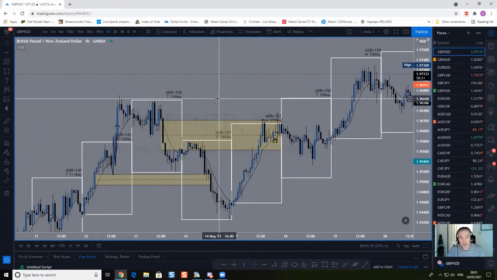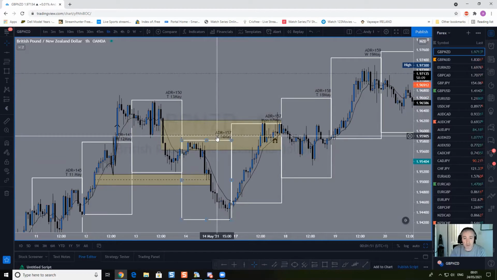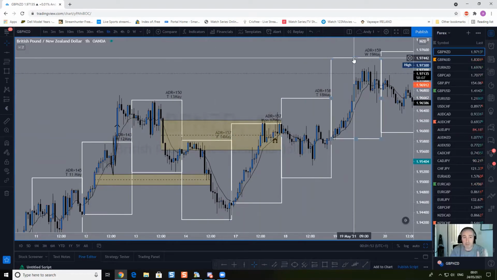So you've got to remember, the average daily range, every day it drops off to a different number. It won't be much, but it will be within 10%. So this day it was 150, this day it was 157, 157, 158, 158. That's because there's a day dropped off. It's the last 14 days, okay?